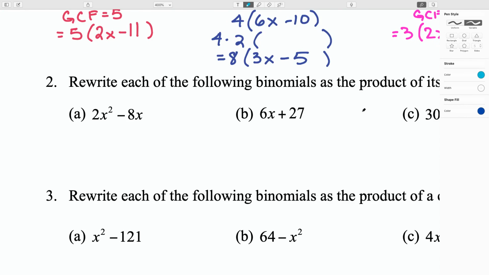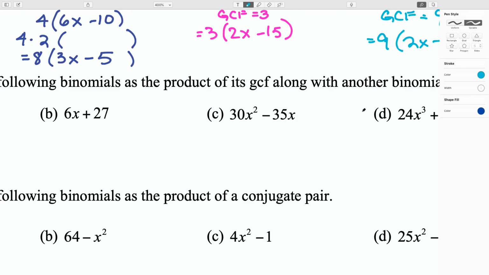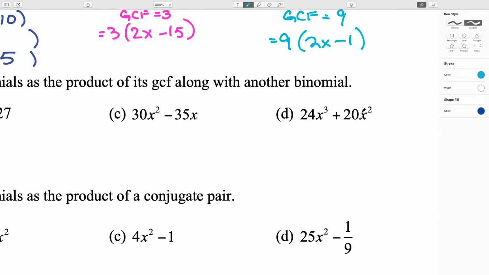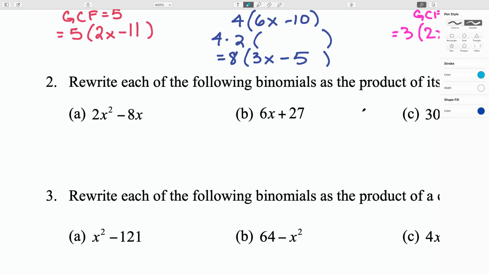Number 2, rewrite each of the following binomials as a product of its GCF along with another binomial. So we're going to use the same strategy, the GCF method, and we will get a term on the outside and another binomial inside the parentheses. So 2x squared minus 8x. Do you notice something a little different about this expression? That both terms contain a factor of x.